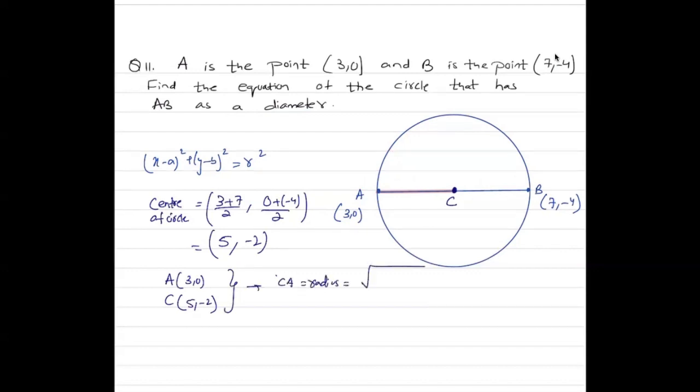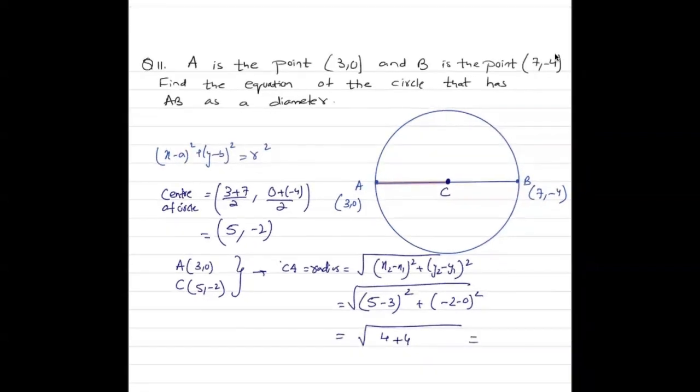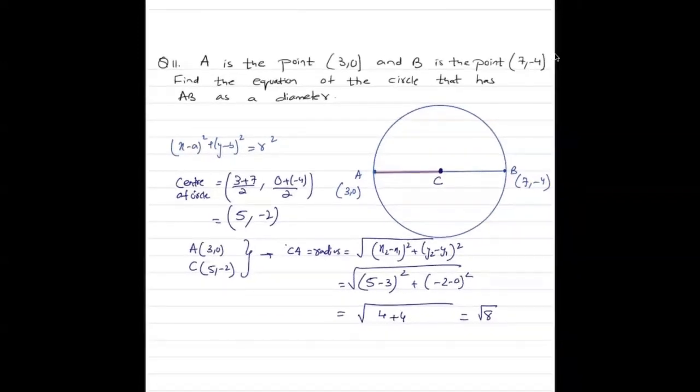That is going to be square root of (x2 minus x1) the whole thing squared plus (y2 minus y1) the whole thing squared. 5 minus 3 the whole thing squared plus negative 2 minus 0 the whole thing squared, square root. So that comes out to be square root of 8. Are you with me till here? Sir. So we have the radius and we have the center.